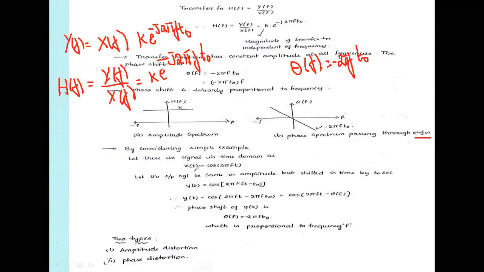The time domain signal x of t is equal to cos 2 pi f t, delayed when it passes through the system. The theta of f, which is 2 pi f into t naught, is proportional to the frequency f. Distortion is of two types: one is amplitude distortion and the other is phase distortion.